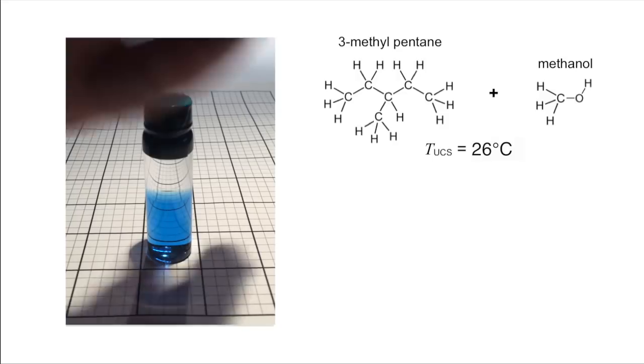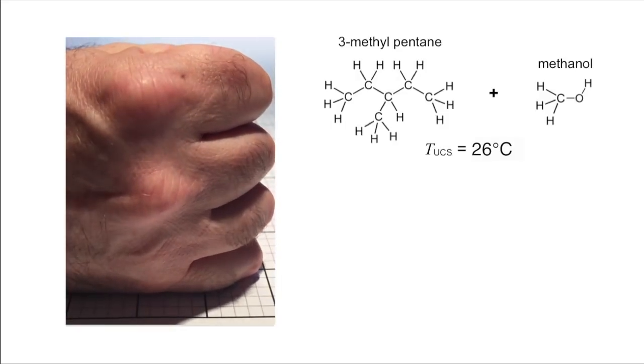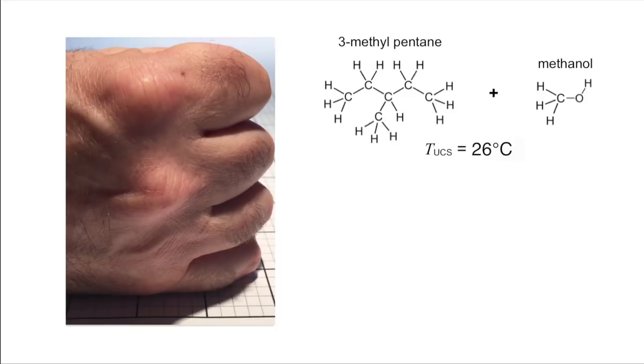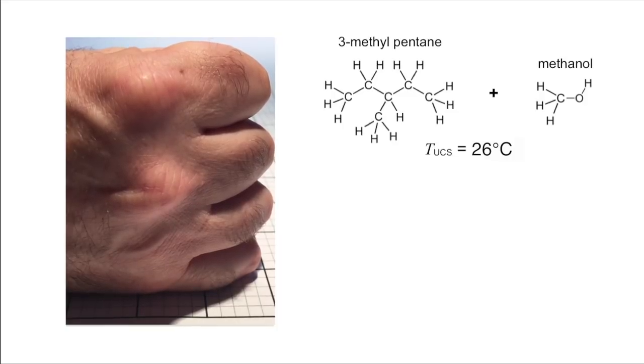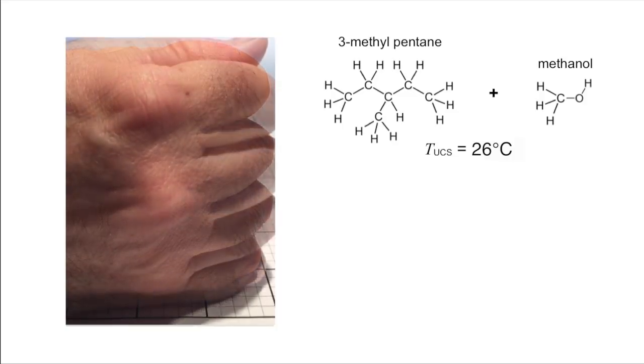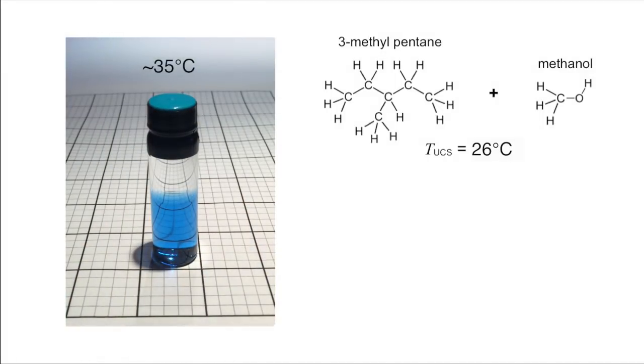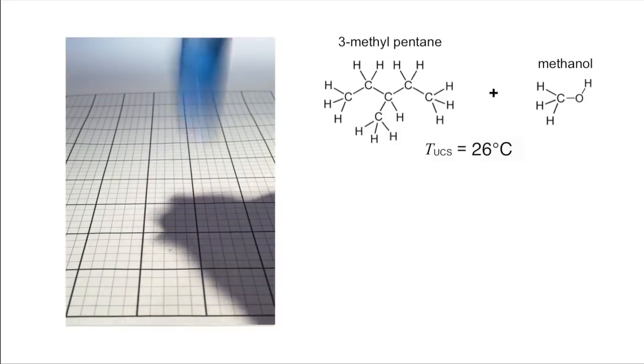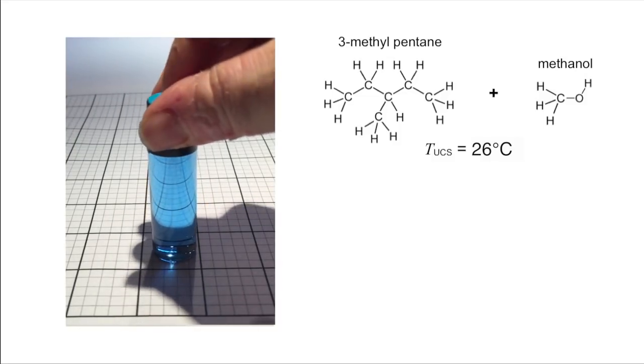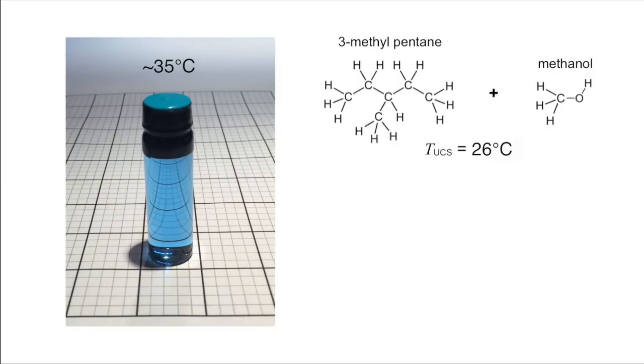Human body temperature is about 37 degrees C, so if I warm the container in my hand for a few minutes, the temperature of the mixture will become greater than the upper critical solution temperature. Immediately following heating, the two phases remain separate due to gravity, but upon re-agitation, the solution forms a clear mixture, indicating complete miscibility.